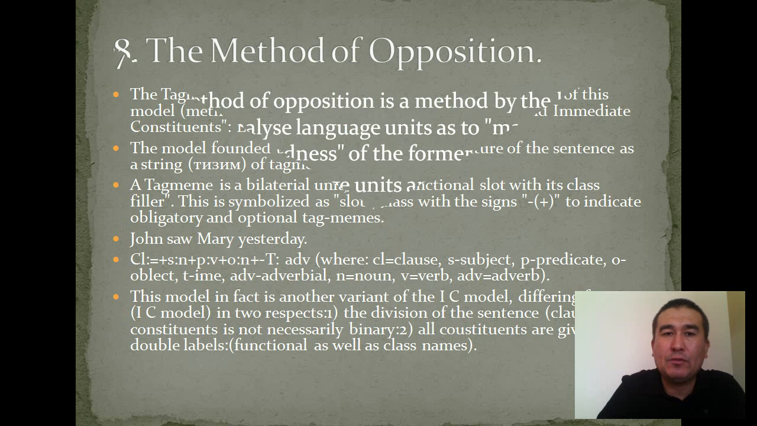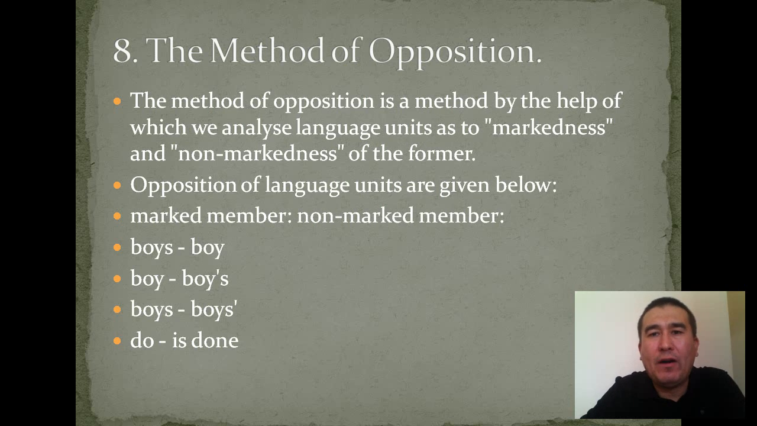Okay, let's come to the eighth one, the method of opposition. The method of opposition is a method by the help of which we analyze language units as to markedness and non-markedness of the former. Oppositions of language units are given below. For example, marked member, non-marked member. Marked boys, non-marked boy. Boy, boys. In the second one, apostrophes. Boys, boys. Do, does.